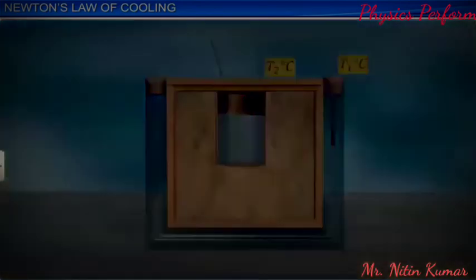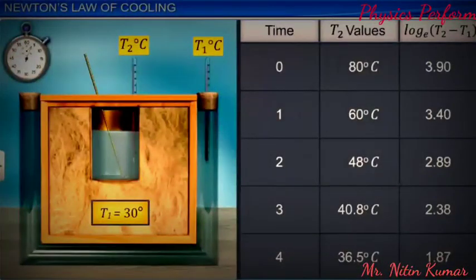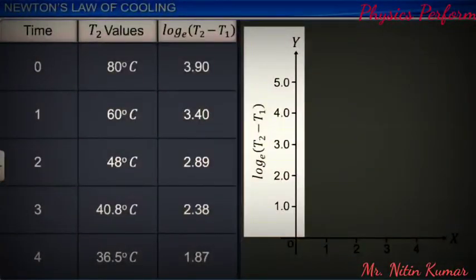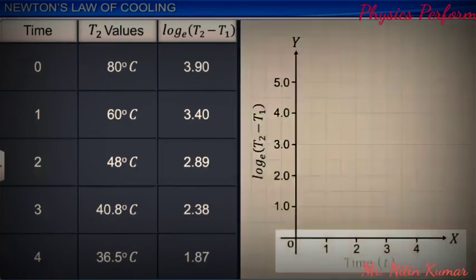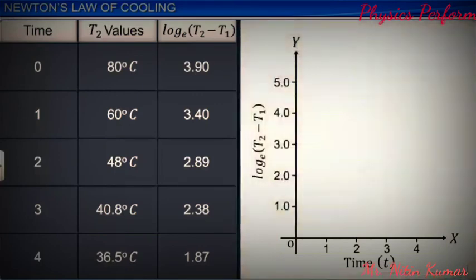The temperature of the hot water in the calorimeter is noted after equal intervals of time. When a graph is plotted with log to the base e (T2 minus T1) along the y-axis and time t along the x-axis, based on the experimental results, we get a straight line with a negative slope.